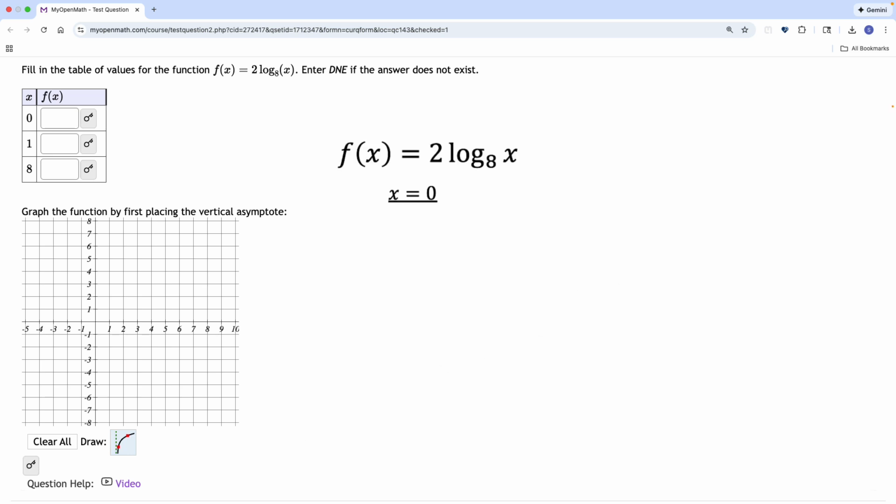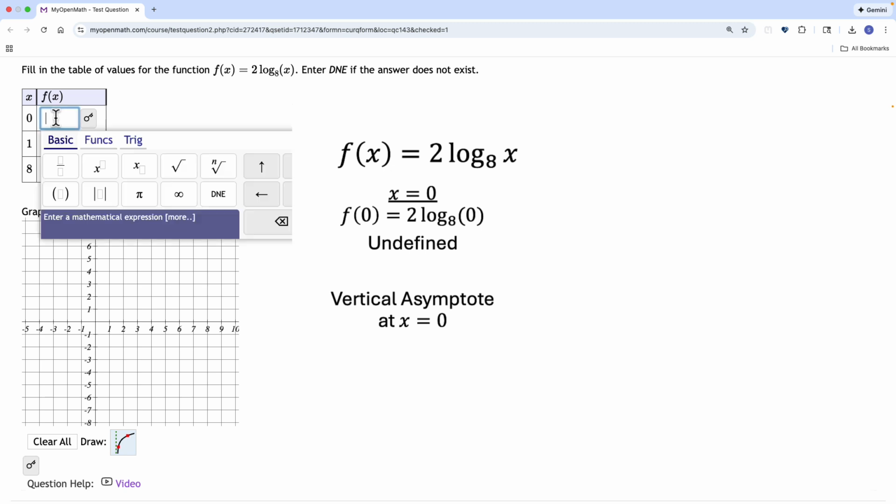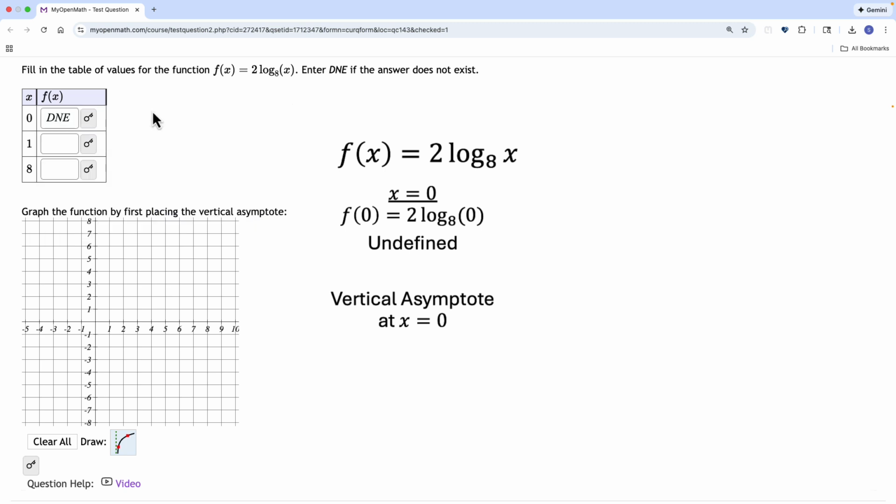Let's take our function and evaluate it at x equals 0. f of 0 is equal to 2 times log base 8 of 0. Log base 8 of 0 is undefined, so this function is undefined when x equals 0. This is telling us that we have a vertical asymptote at x equals 0. Since our function is undefined when x equals 0, we need to enter DNE, or does not exist, for MyOpenMath.